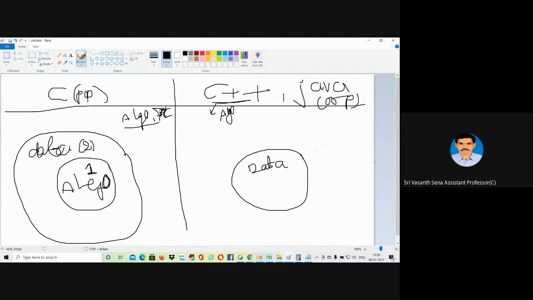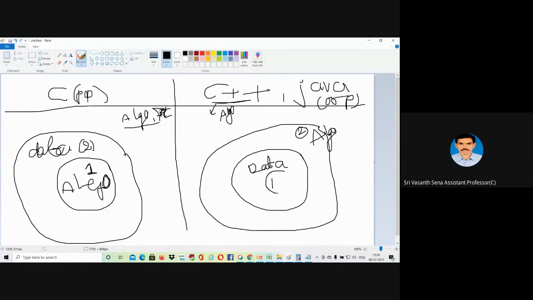Object oriented programming languages emphasize data rather than algorithm. Yes, there is algorithm in C++ and Java also, but the second importance goes to algorithm in object orientation. First importance goes to the data centric approach, right?